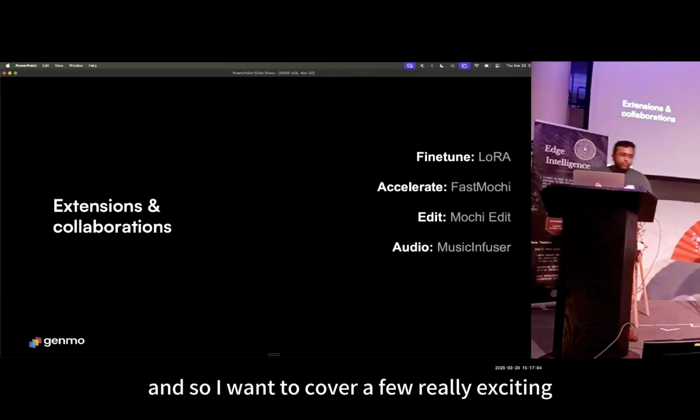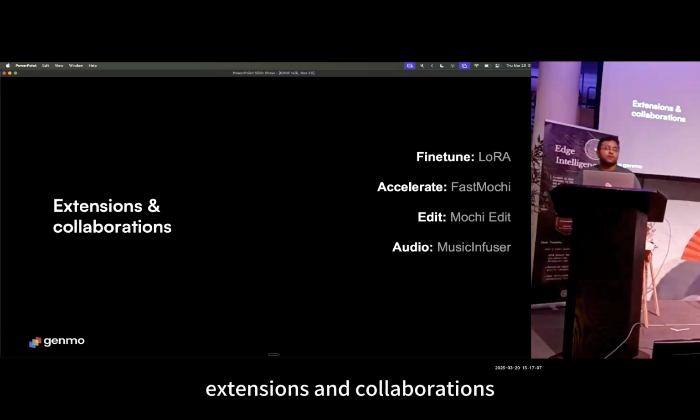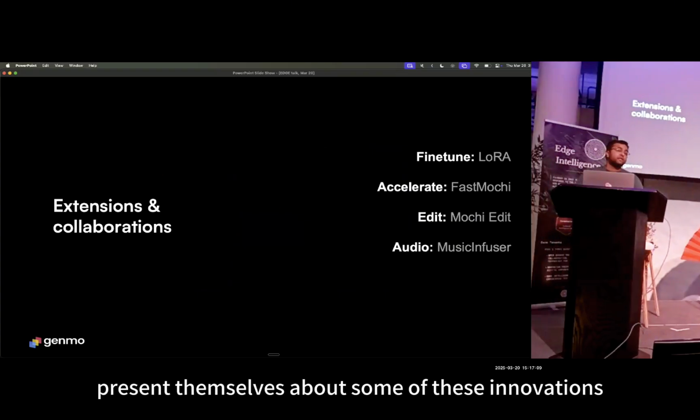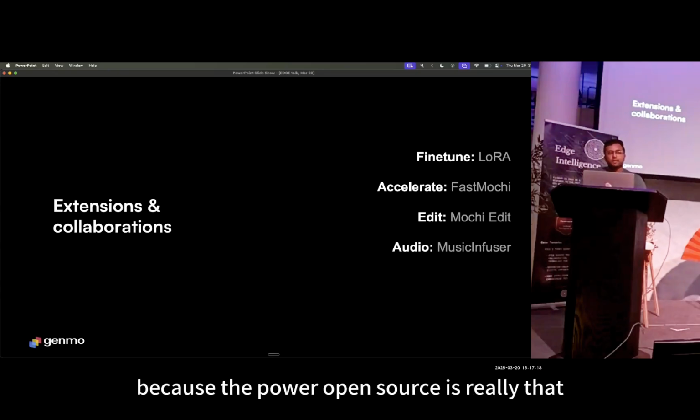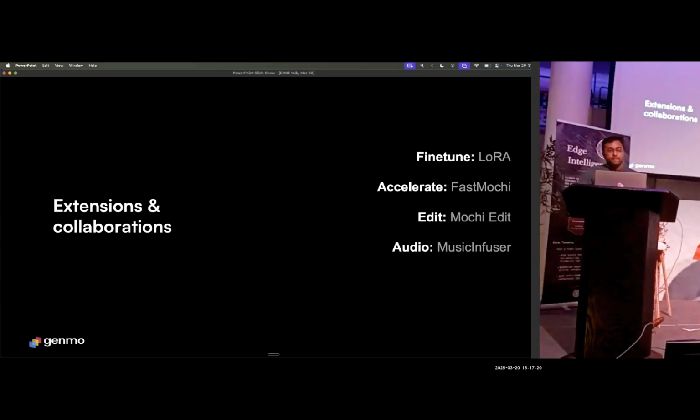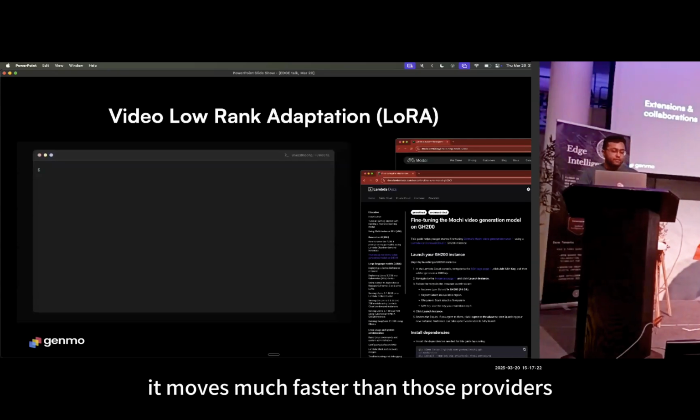And so I want to cover a few really exciting extensions and collaborations. I wish these people could come and present themselves about some of these innovations. These are people we have worked with, or community members who have extended some of the technology on their own. I think it's really incredible to highlight because the power of open source is that it moves much faster than the closed providers.